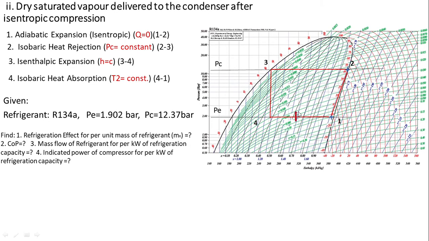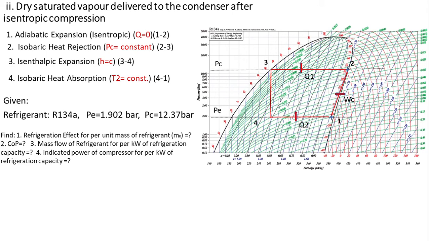Now for finding these out, you should understand. See, the heat absorbed in the evaporator is Q2, while the heat rejected in the condenser is Q1, while the work supplied during compression is WC. So these are the three quantities.